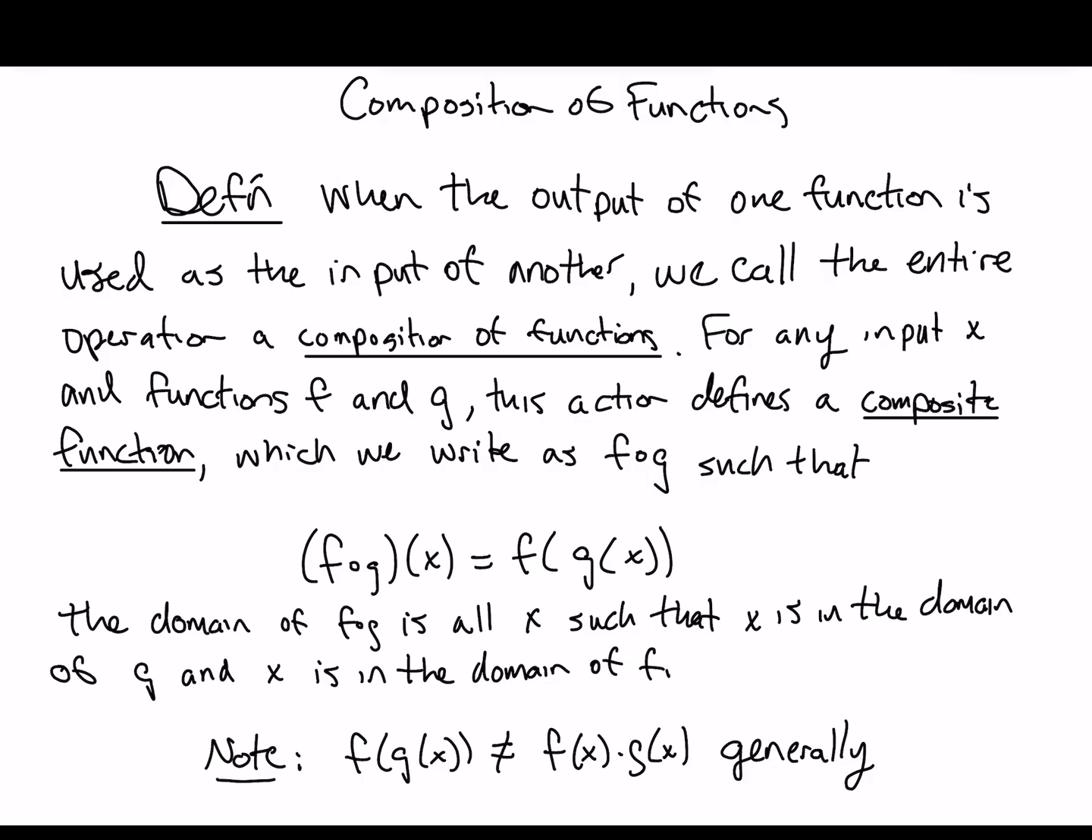So let's start with the definition. When the output of one function is used as the input of another, we call the entire operation a composition of functions. For any input x and functions f and g, this action defines a composite function which we can write as f composed with g, such that f composed with g of x is equal to f of g of x. The domain of f composed with g is all of the x such that x is in the domain of g and g of x is in the domain of f.